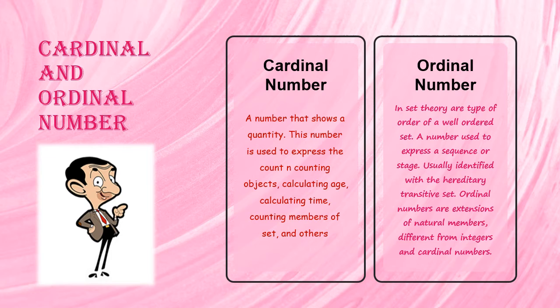Second, ordinal number is, in the theory, a type of ordered of a well-ordered set, a number used to express a sequence or stage, usually identified with the hereditary transitive set. Ordinal numbers are extensions of natural numbers, different from integers and cardinal number. It can be called to express level, class, stage, and others.